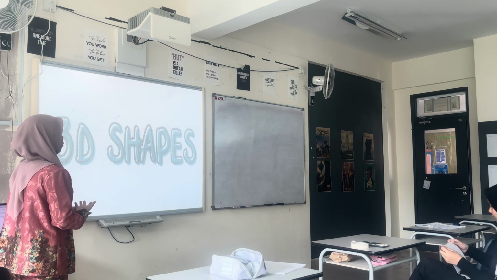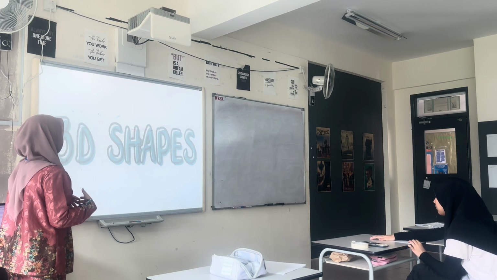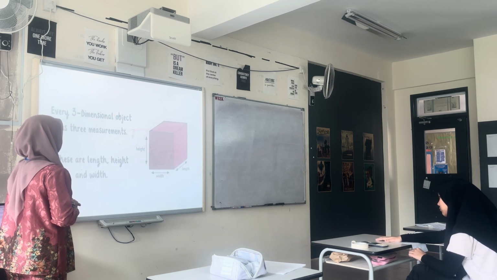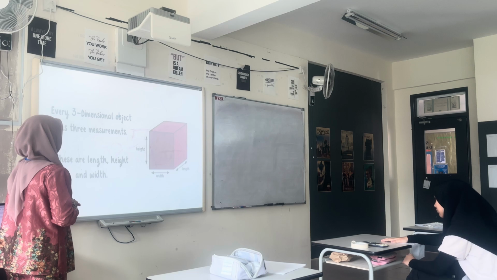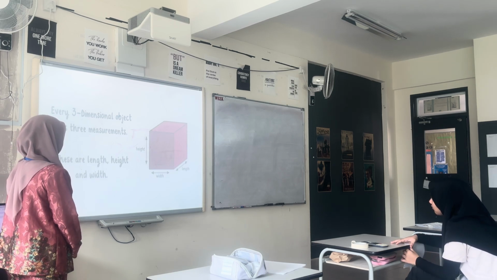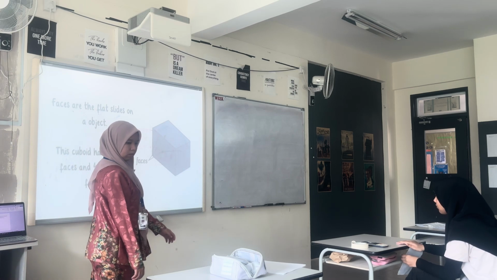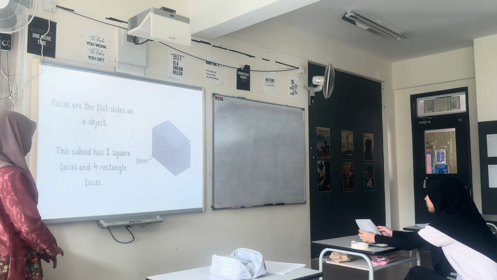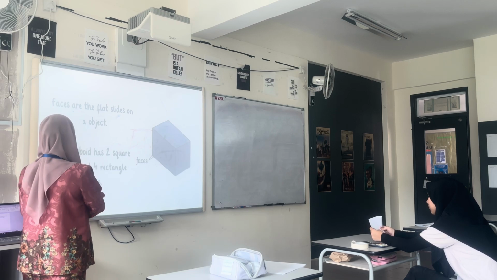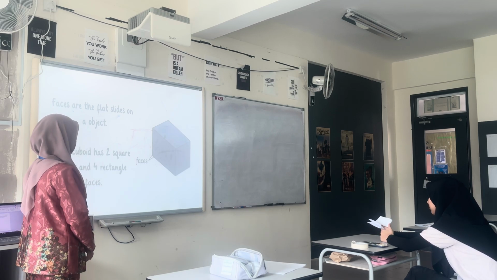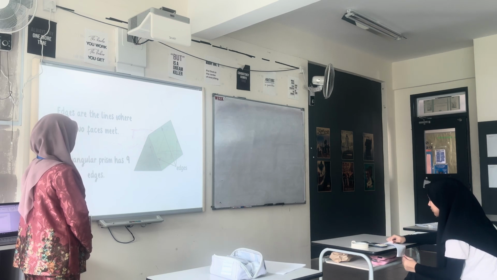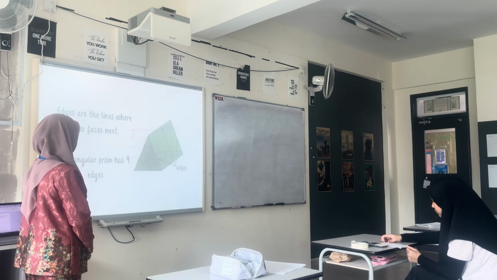Now that we've learned a few 2D shapes, let's move on to 3D shapes. Every 3-dimensional object has 3 measurements: length, height, and width. Faces are the flat sides on an object. This cuboid has 2 square faces and 4 rectangle faces. Edges are the lines where 2 faces meet. A triangular prism has 9 edges.